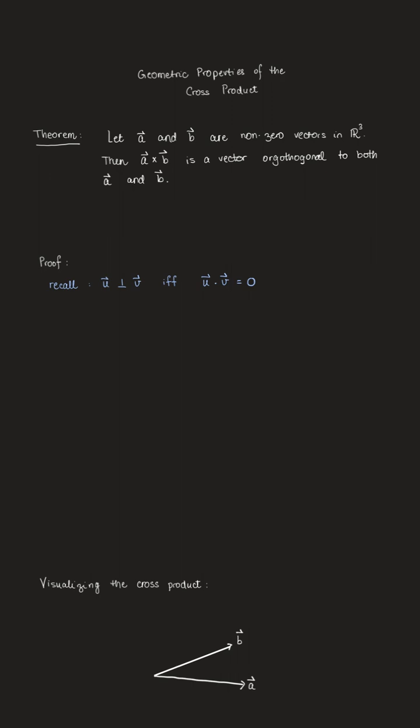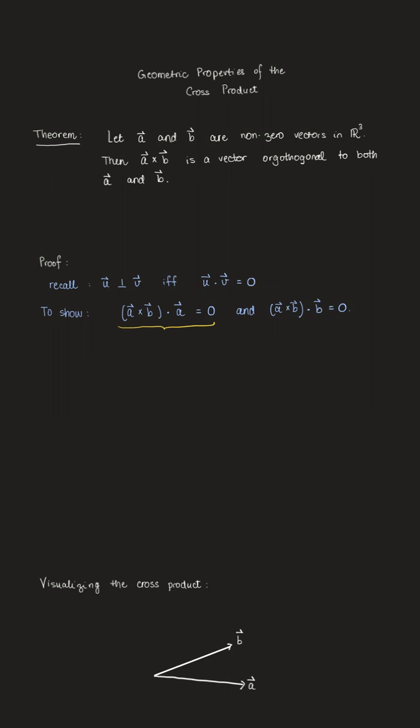So to do a proof for our theorem here, we're going to show that the result A cross B dotted with A will be 0. And when we take A cross B and find the dot product with B, we will also get 0. This will tell us that A cross B is perpendicular to both A and to B. We are only going to prove the first part, the dot product with A, because the second part we can show in a very similar way.